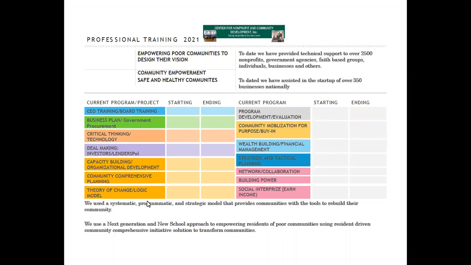The key component to changing poor communities is to get the skill set necessary to control your future. Our organization is committed to working in the worst of the worst of the communities to provide you with the tool sets necessary to control your future and to be successful.